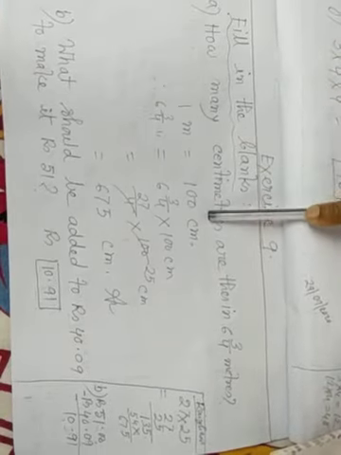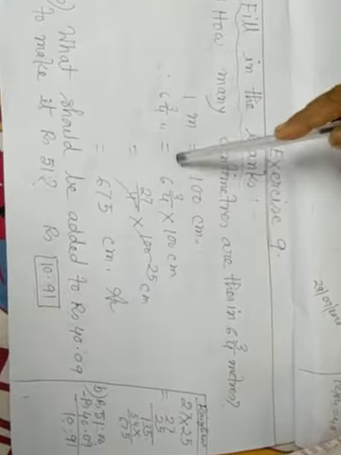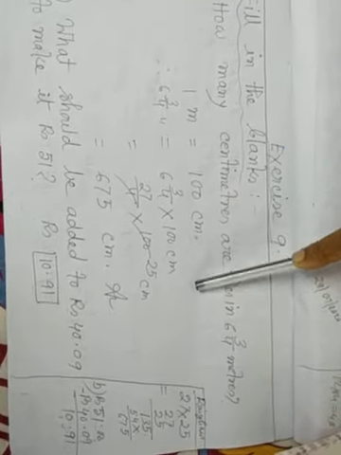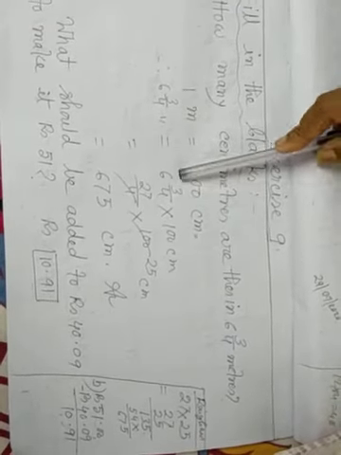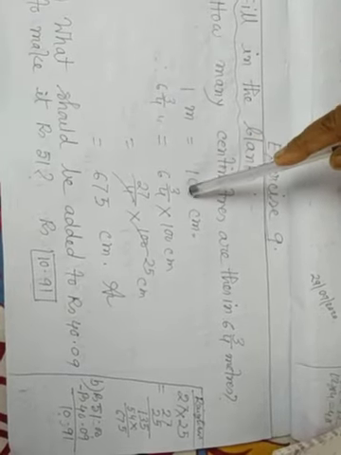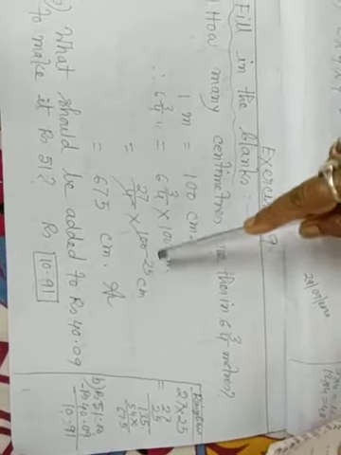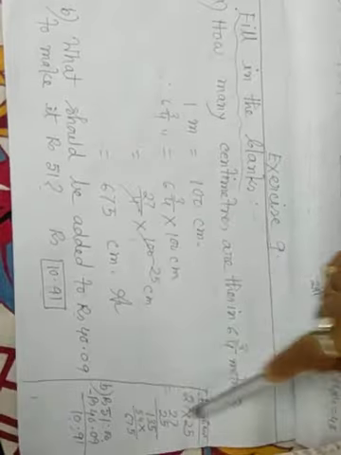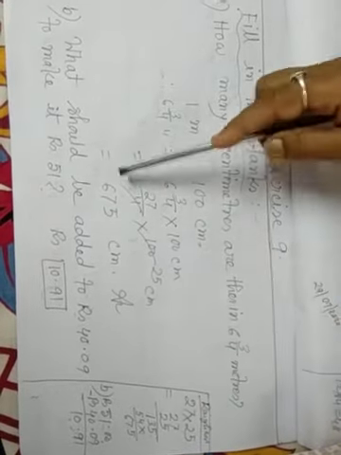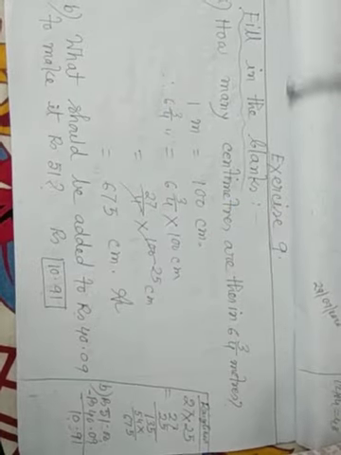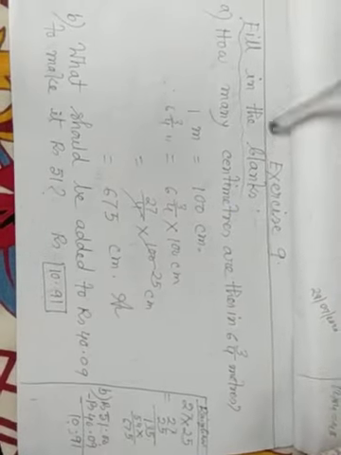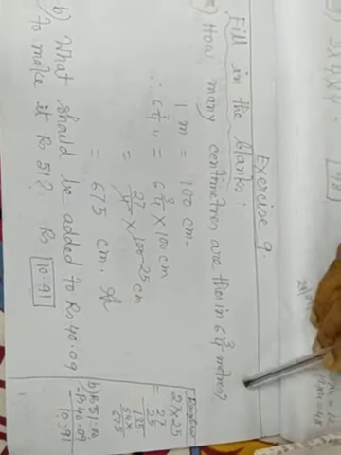Number 1, how many centimeters are there in 6 3/4 meters? 1 meter equal to 100 centimeters. So 6 3/4 meters equal to 6 3/4 into 100 centimeters. So 6 3/4 means 4 6s are 24 plus 3, 27/4 into 100. So 4 25s are 100, 25 into 27, multiply here, 675. So 675 centimeters. There are 675 centimeters in 6 3/4 meters.